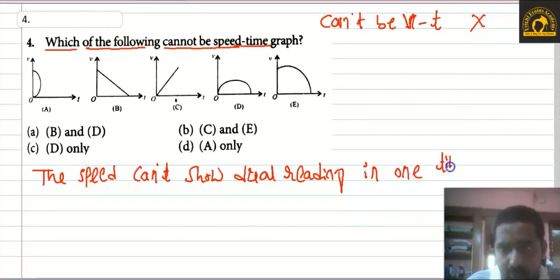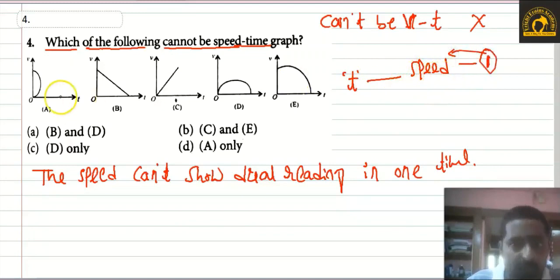Keep it in mind, you already studied in the theory part. The speed shows, at a certain time, only one speed reading. Look at the graph. This is the time, this is the speed. The speed decreases, this graph is correct. The speed increases with respect to the time. This is the uniform speed. This is the decrease in the speed.